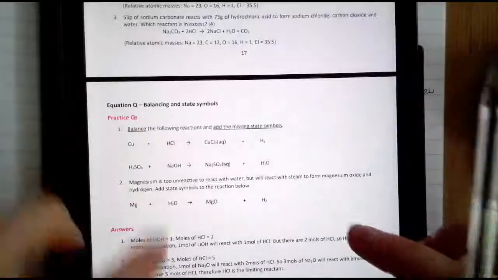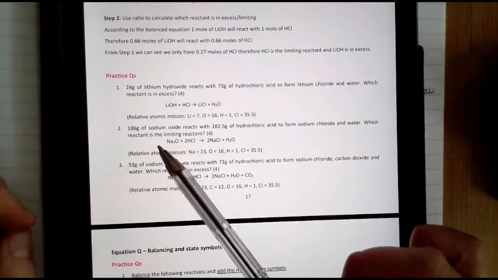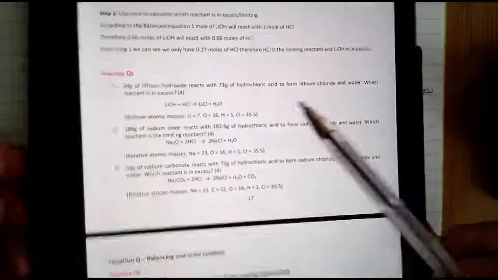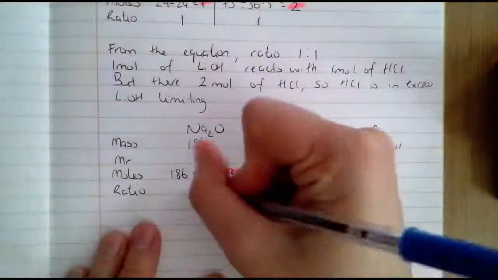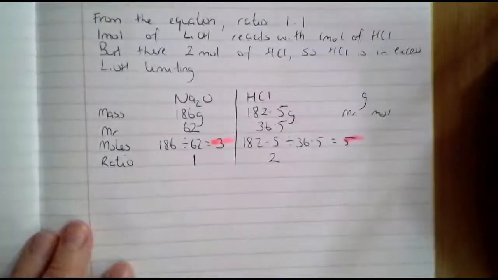I then need to fill in my ratio. Apologies. So I look at my equation, and I can see that the number in front of Na2O, there's nothing there, so I'm going to write a 1. And there's a big 2 in front of HCl, which means I'm going to write a 2. So for my equation, the ratio is 1:2, all right?